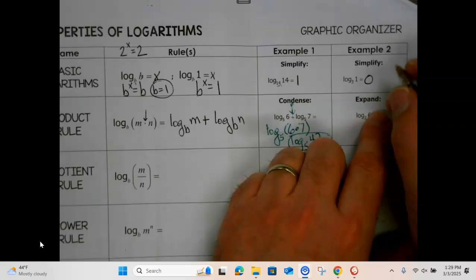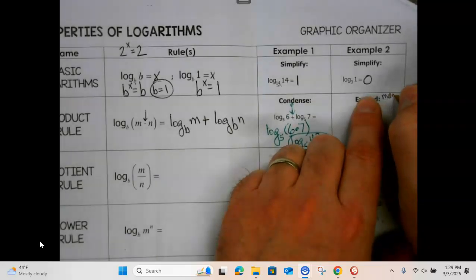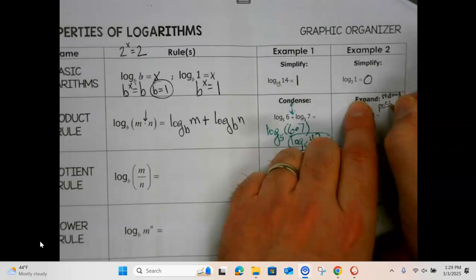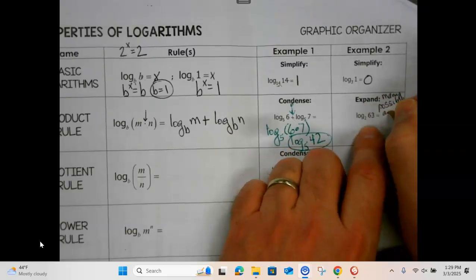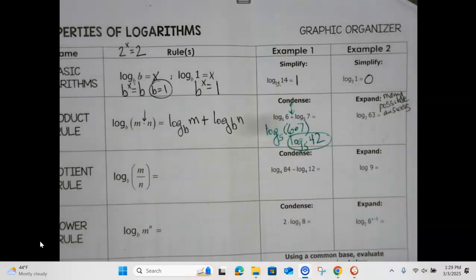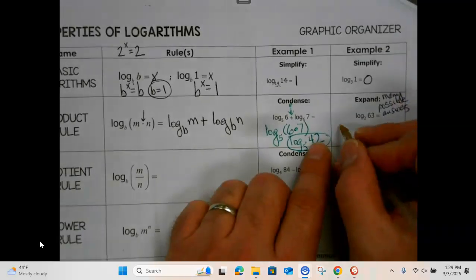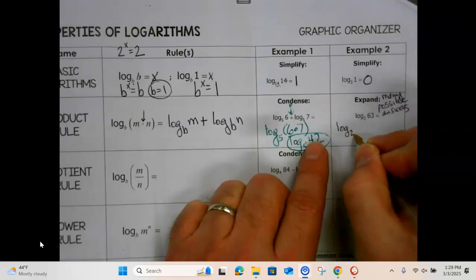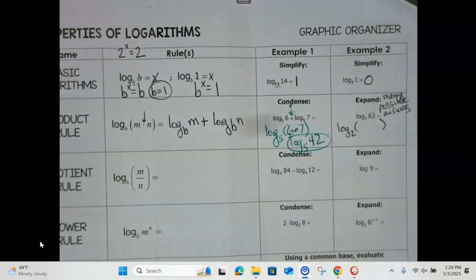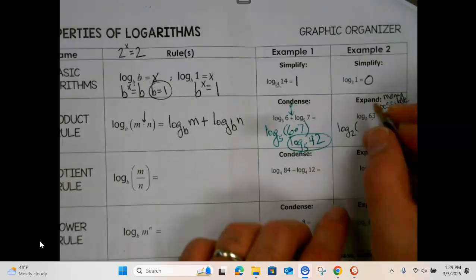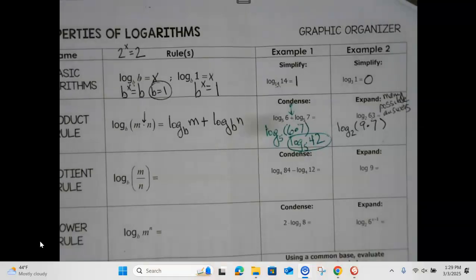okay, I want to make note on here that there's many possible answers to this, because if I'm trying to expand this, I'm trying to get this to a point. I've got to have 2 numbers that multiply to get 63. Any 2 numbers, there's lots of options. 9 and 7 would be a good choice. And so now expand means we're going from 1 log to at least 2, and that's what we're doing in this case.